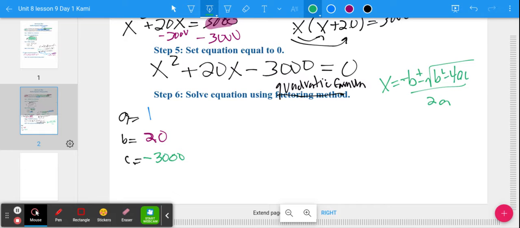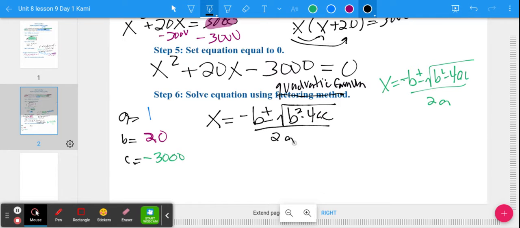So now that we have our a and our b and our c, we're going to plug in those values for a, b, and c. So what I'm going to do is write the quadratic formula one more time. x is equal to negative b plus or minus the square root of b squared minus 4ac all over 2a. And I'm going to erase the letter and replace it with the number so you can see exactly where it's going.